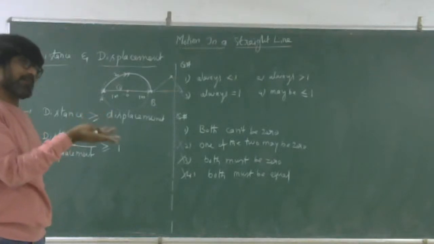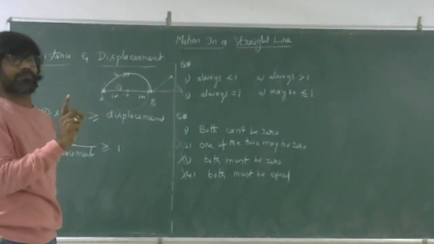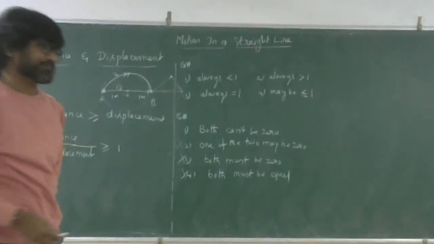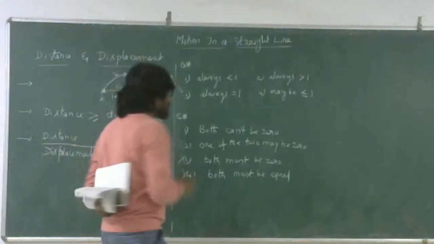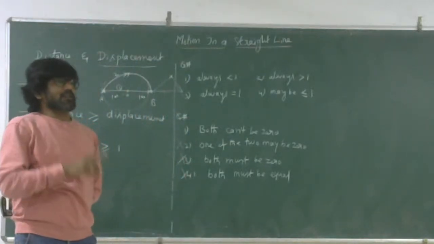Maybe displacement may be negative. There is a possibility of becoming negative, but not 0. So they cannot be 0. Sir, only in a straight line will they be equal, or in other cases also? Only in the straight line case is distance equal to displacement.